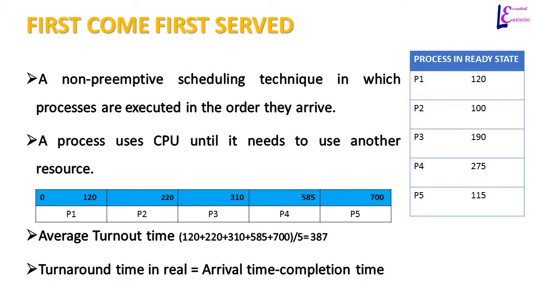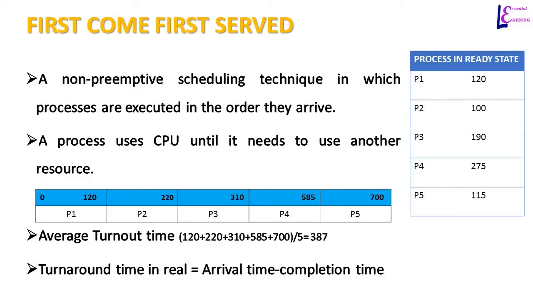There are different techniques used by the operating system for CPU scheduling. We will discuss here three techniques: first come first served, shortest job next, and round robin. First come first served is a non-preemptive technique in which processes are executed in the order they arrive. A process uses CPU until it needs to use another resource.